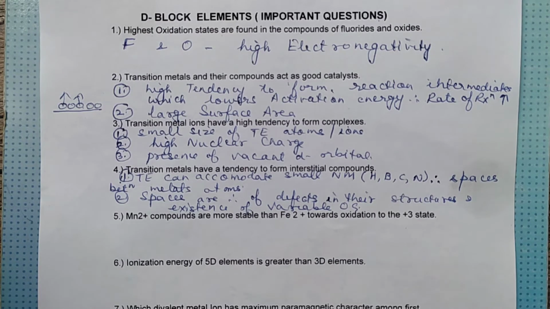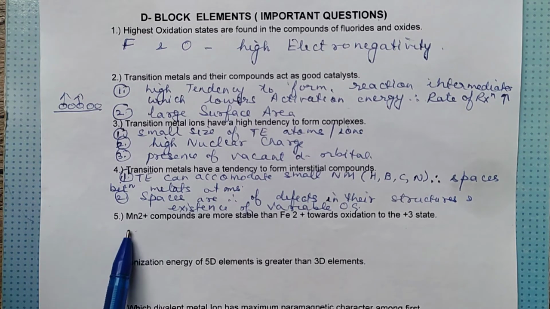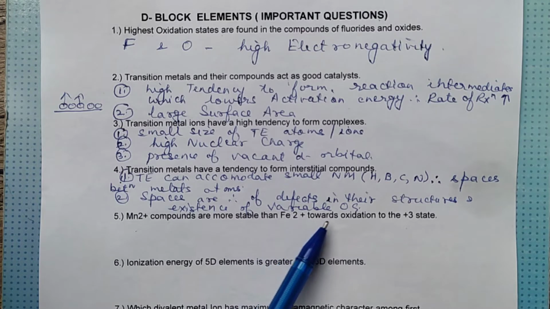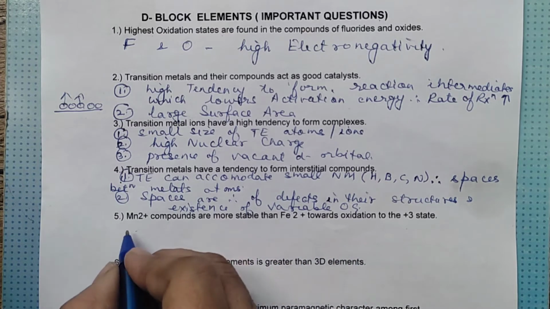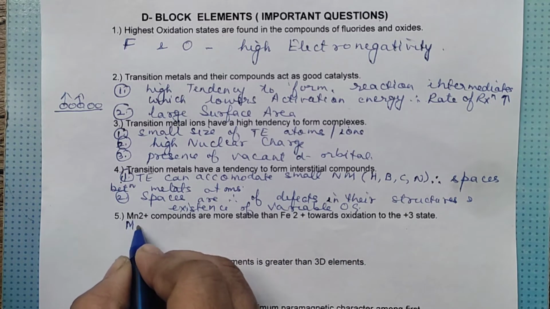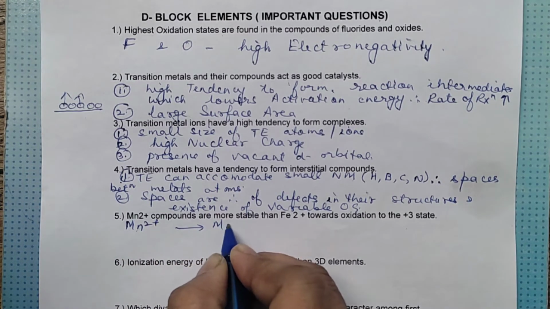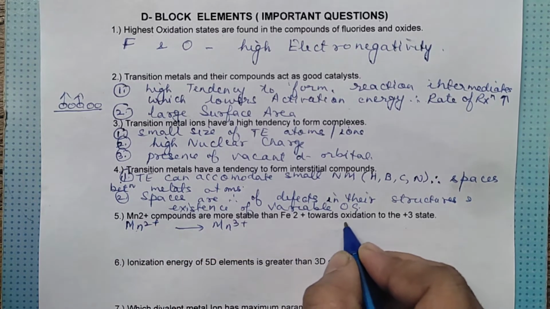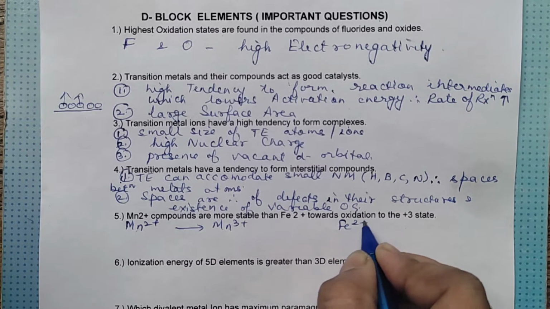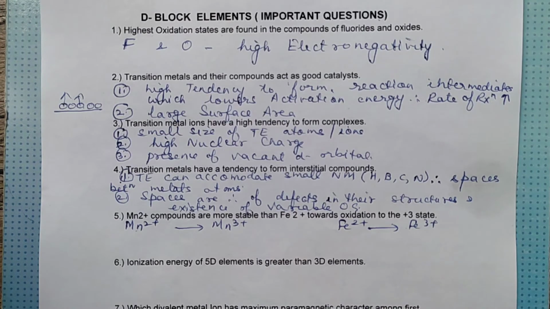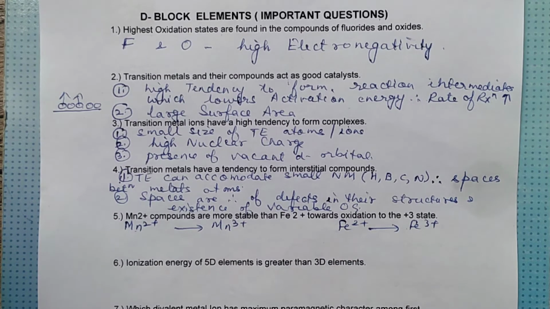Right? Moving on to the next question. Mn2 plus compounds are more stable than Fe2 plus towards oxidation state. Now for this, you will be writing Mn2 plus getting oxidized to Mn3 plus, or Fe2 plus getting oxidized to Fe3 plus. You need to mention the configurations of both, right?